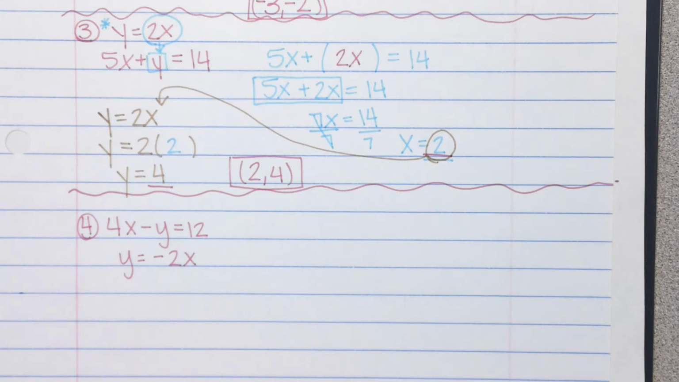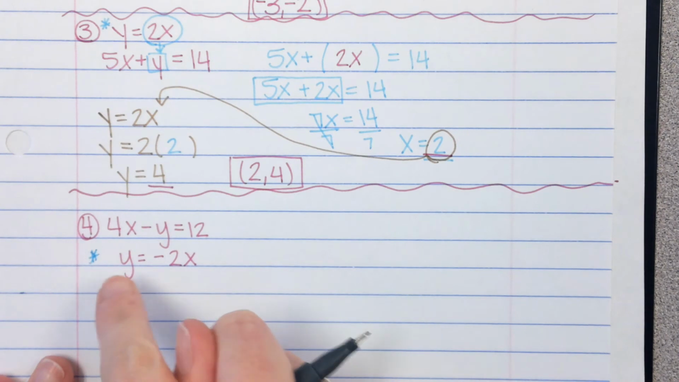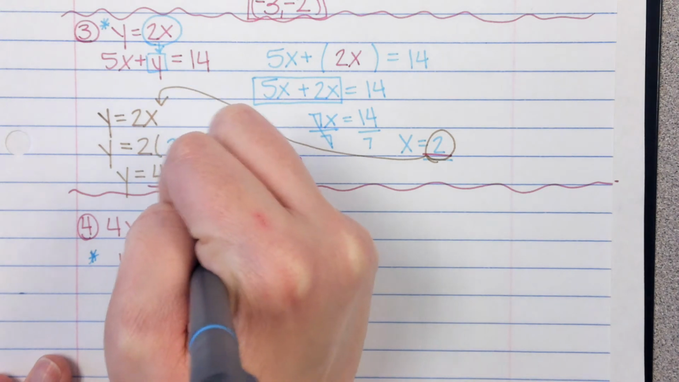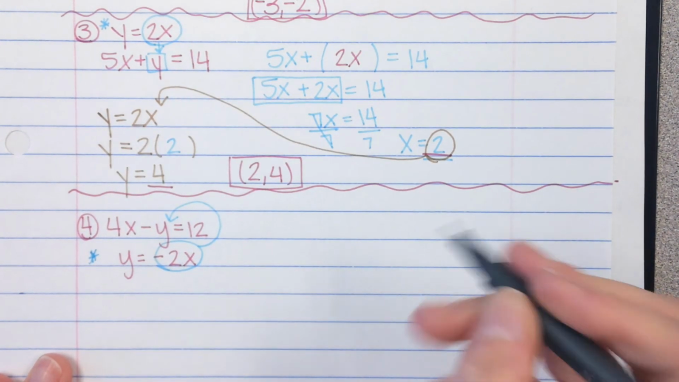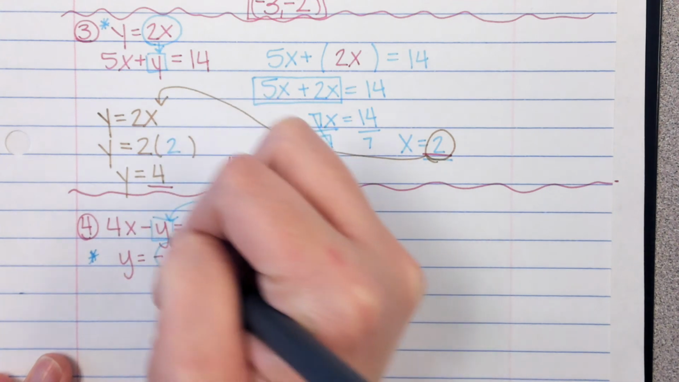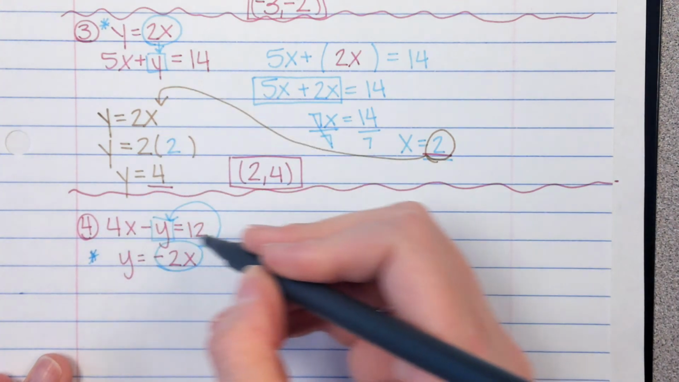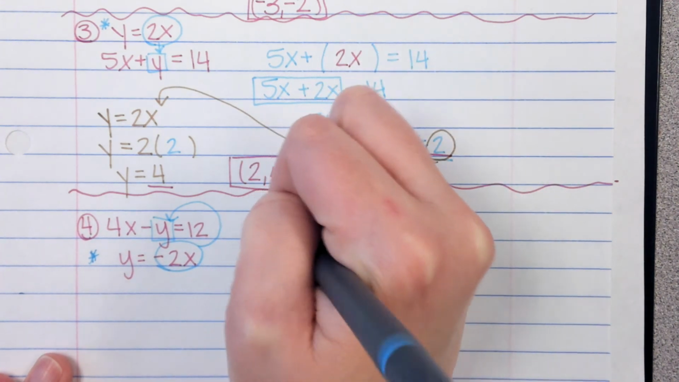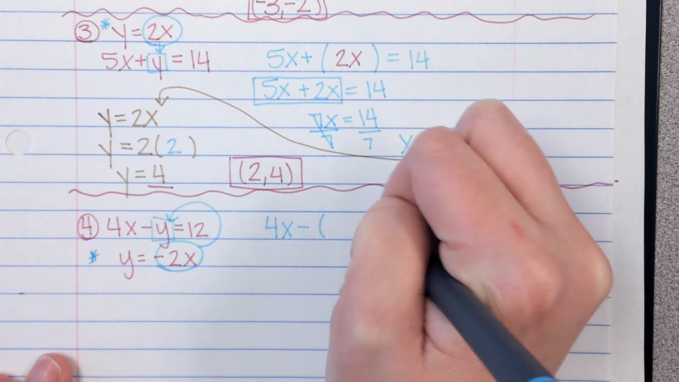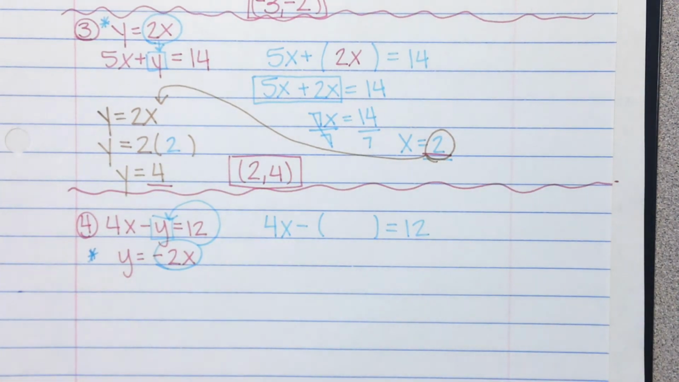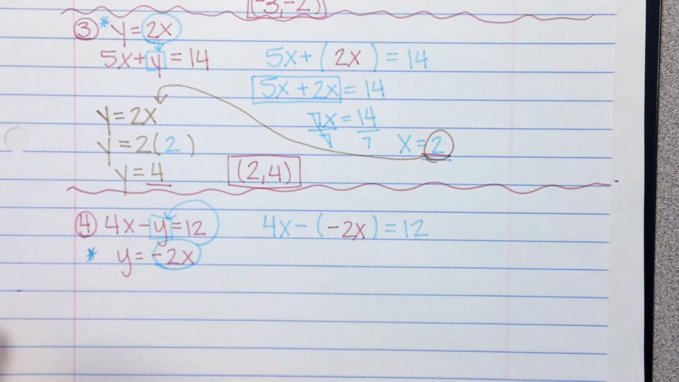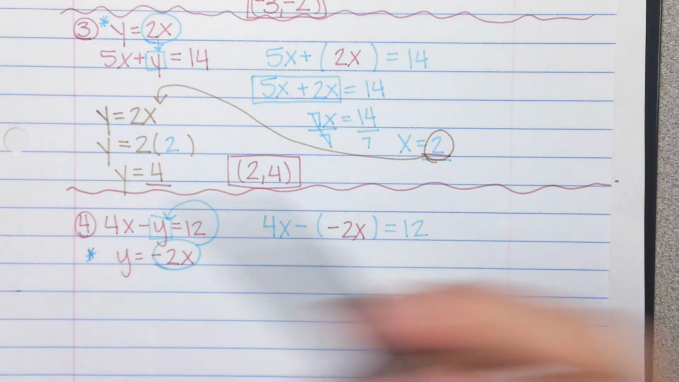Okay, so find your equation that's y equals, okay, it's this one. So what does y equal? Negative 2x. So that means I can plug that in for y in the other equation. Okay, so I'm going to put it in this spot. So I'm going to write this equation down until I get to the y, then I'm going to make parentheses. So 4x minus parentheses equals 12. Now, what goes in that spot? Negative 2x. Good.